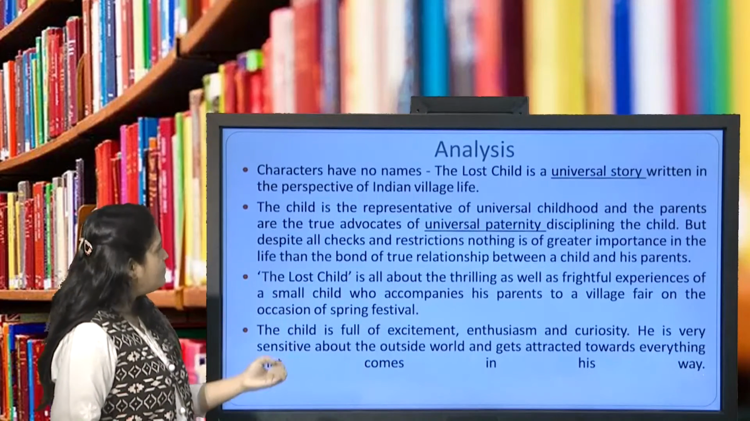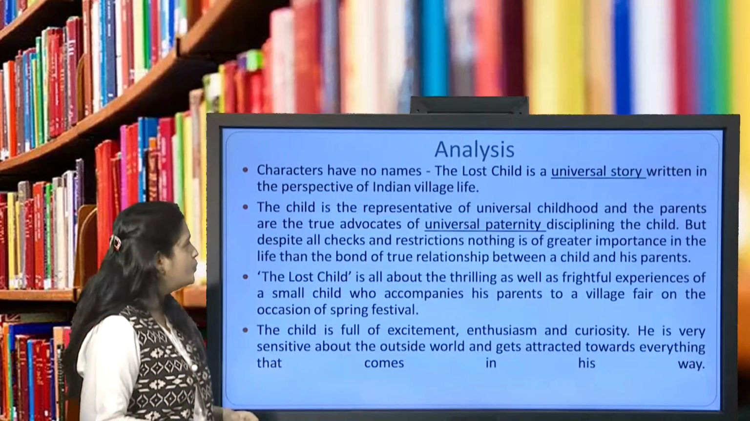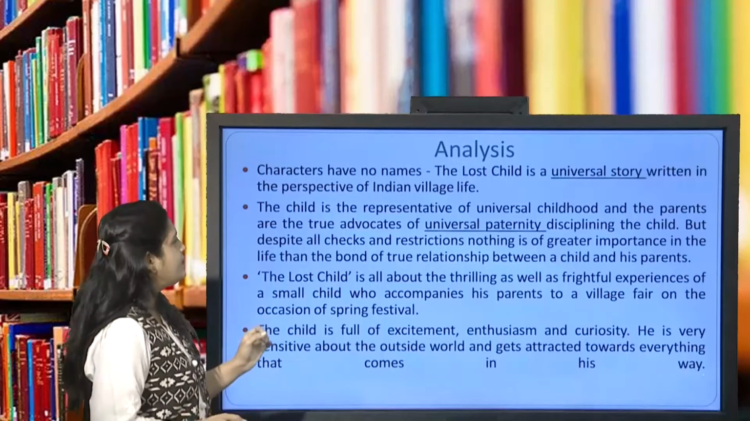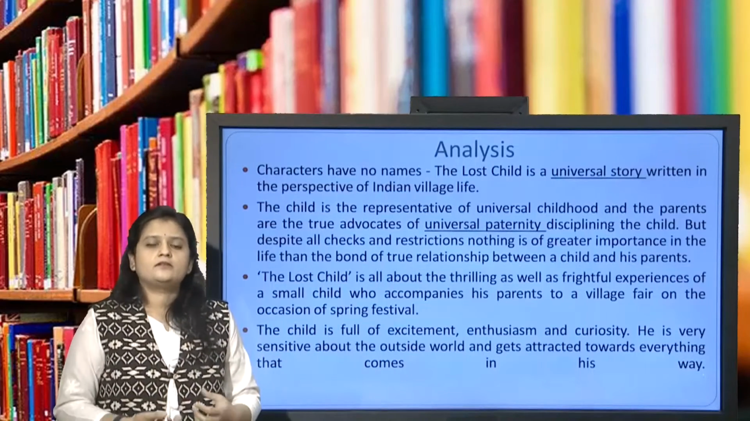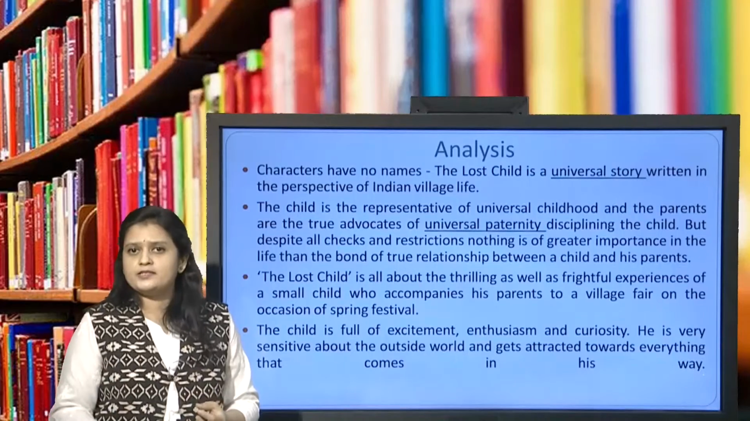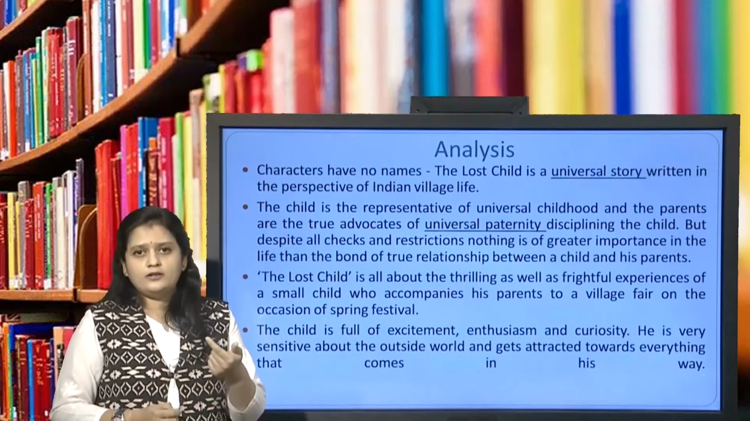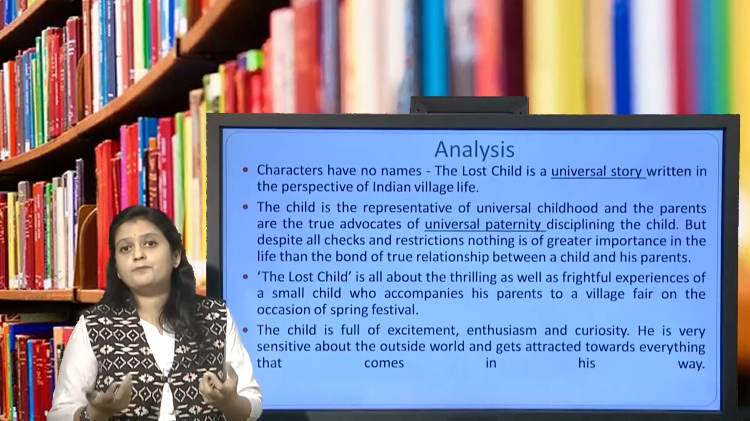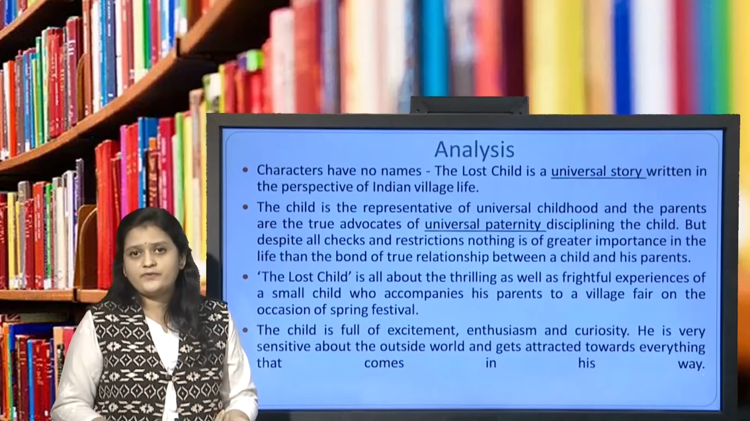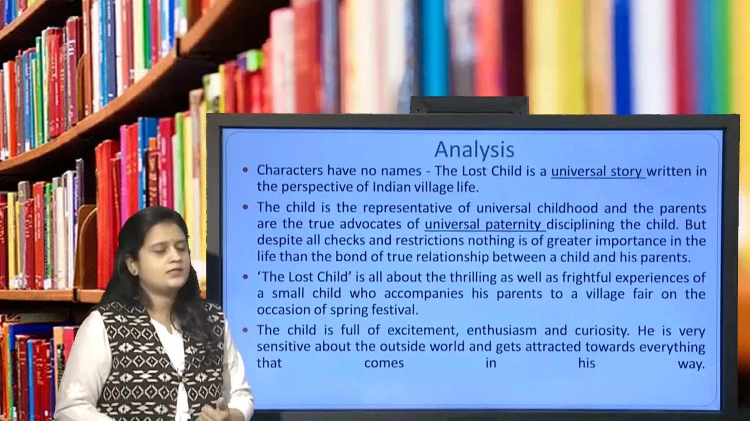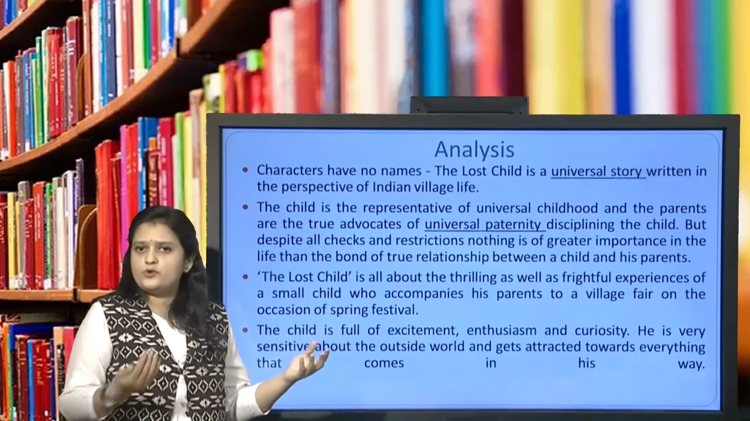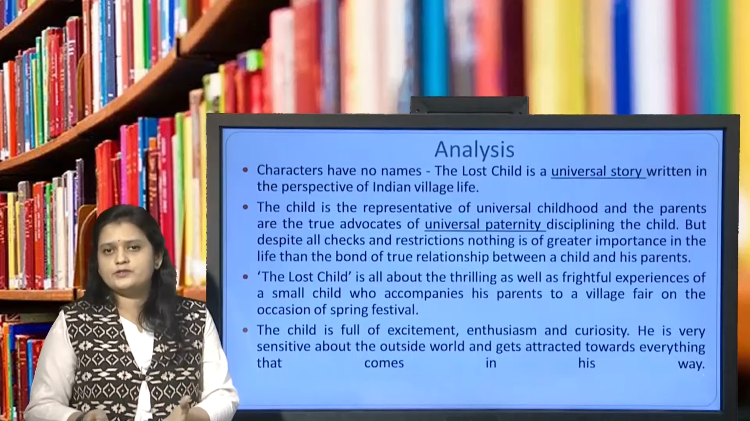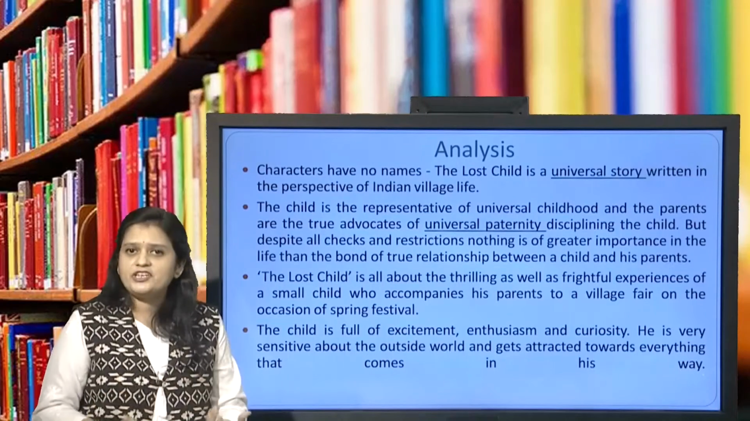So the child is the representative of the universal childhood, and the parents are the true advocates of universal parenthood, disciplining the child. No parent would like to succumb to each and every demand that a child makes, because that would spoil the child. For when he grows up, he would want that each and every demand of his would be satisfied, which is not the reality always. So the parents are the universal spokesperson for parenthood, and the child is the universal spokesperson for the childhood experiences that every child goes through.